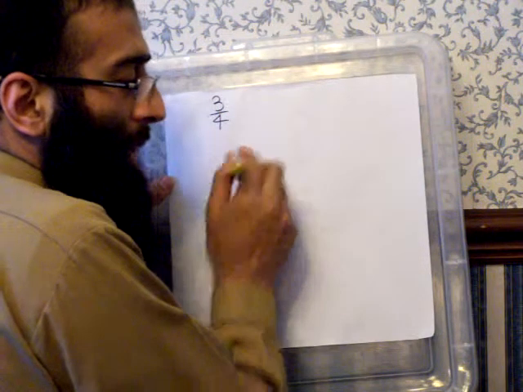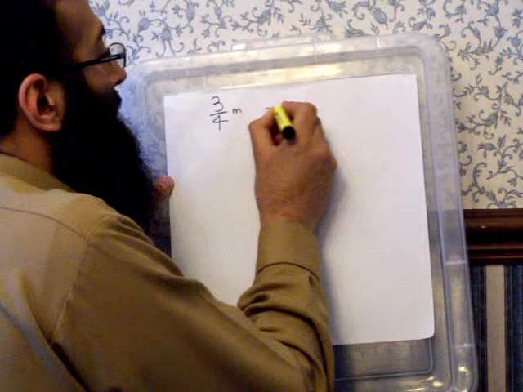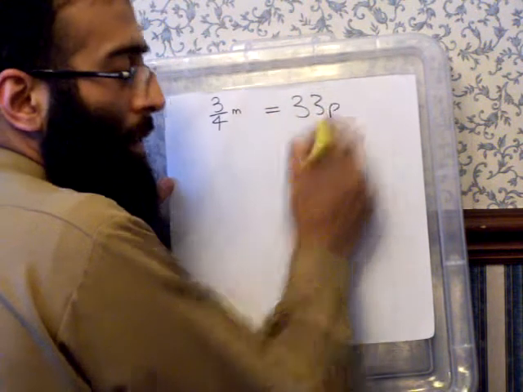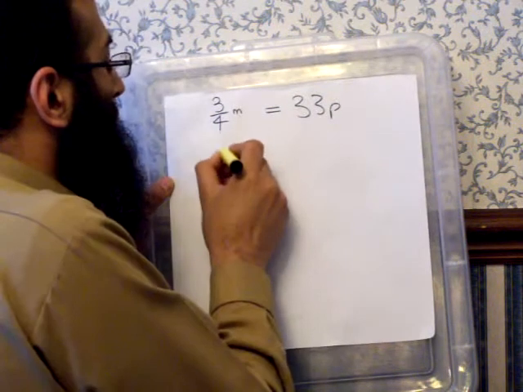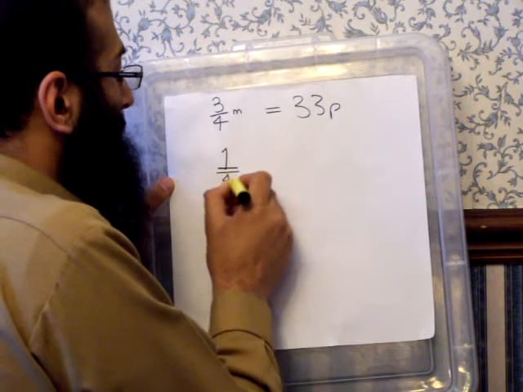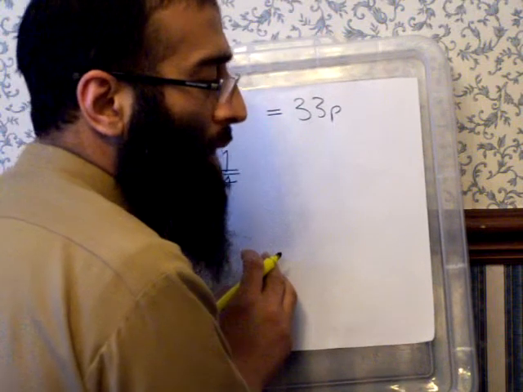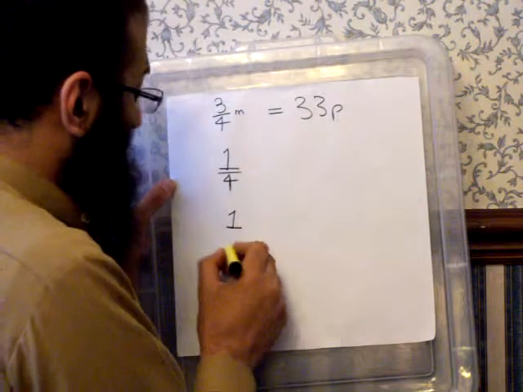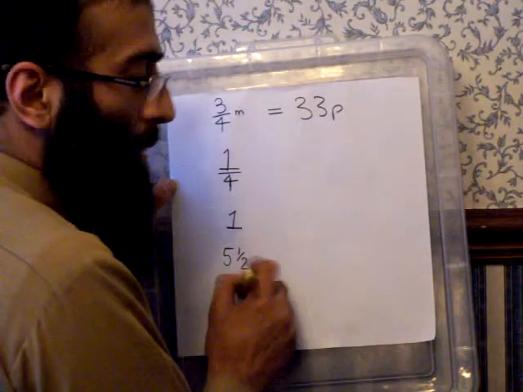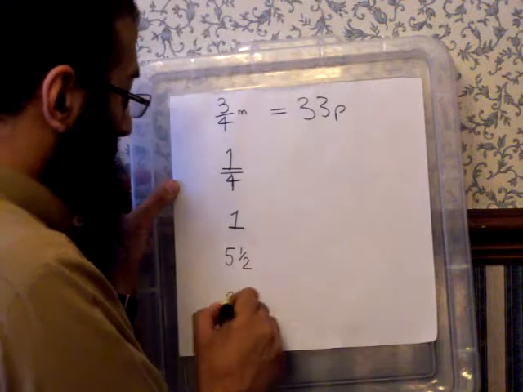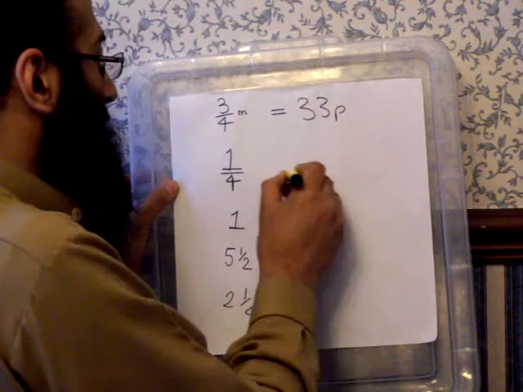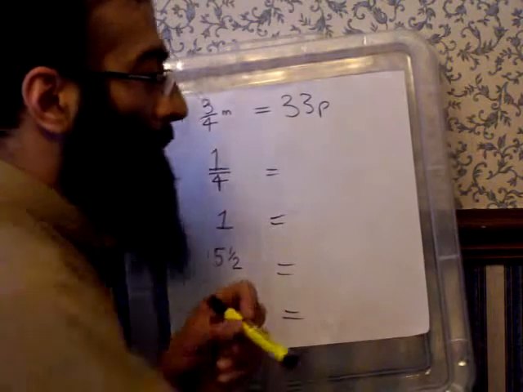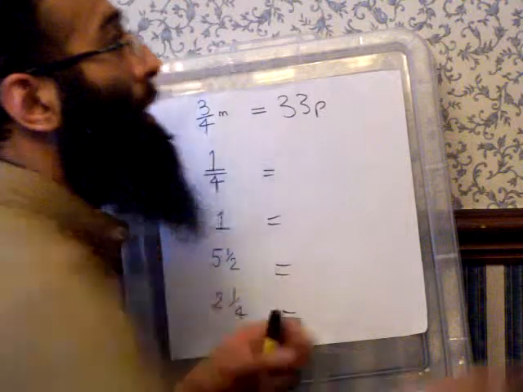So 3/4 of a meter costs 33p. And from 3/4 they want to know what is 1/4. And from 1/4 we need to get to 1. And from 1 we need to get to 5.5, and we also need 2.25. Okay. Are we ready? Are we ready, Moyies? Yes. Good. Okay, Moyies is ready.